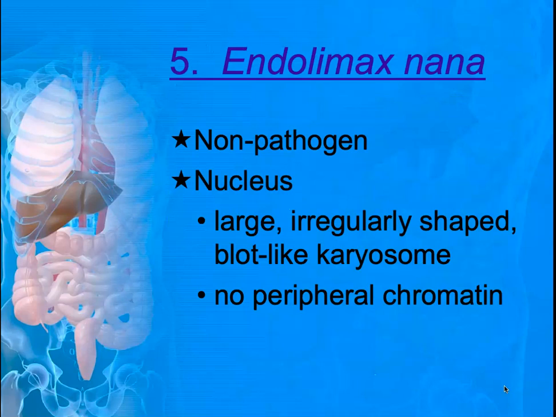The next one is Endolimax nana, another non-pathogen. This nucleus has a large, irregularly shaped, blot-like karyosome. And there is no peripheral chromatin. The absence of peripheral chromatin is a key feature here to think that it's Endolimax nana. Because there's no peripheral chromatin, it often just looks like there's a halo around the nucleus. There's just a clearing, or it might look like a buttonhole.